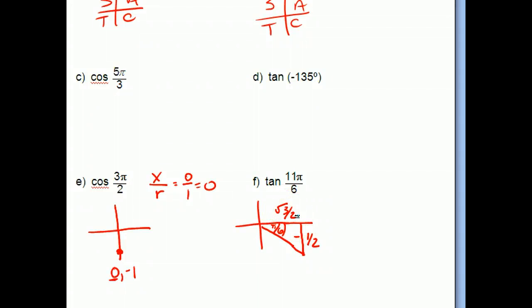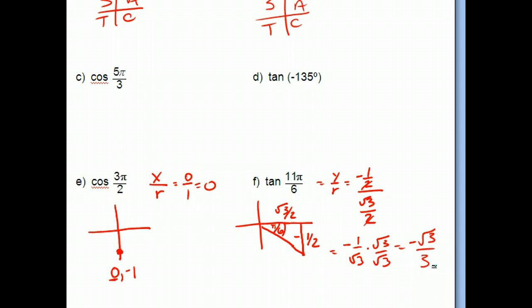So tan is y over x, which just means I'm going to have to divide negative 1/2 over root 3 over 2 and simplify that out. It looks like I'm going to get negative 1 over root 3, and to rationalize it, multiply by that convenient 1, and I get negative root 3 over 3. Okay, I'm going to leave these two for you as an exercise, and we'll pop over to the next page here.